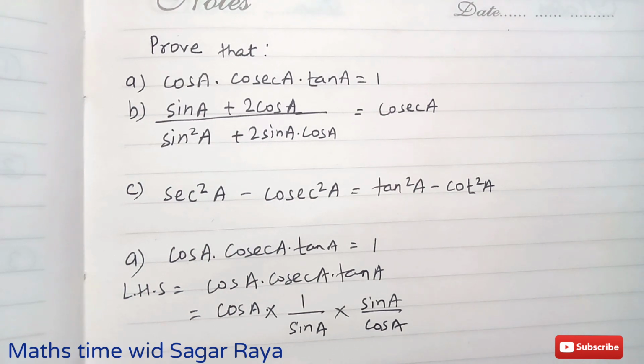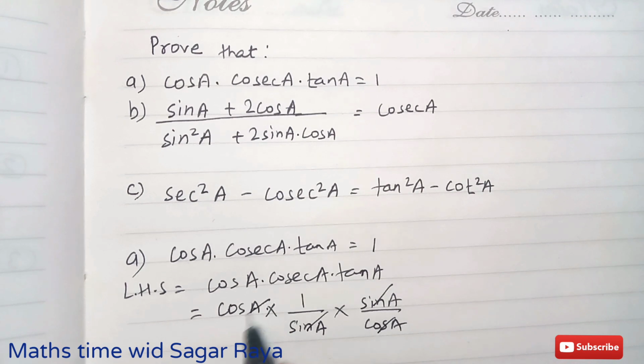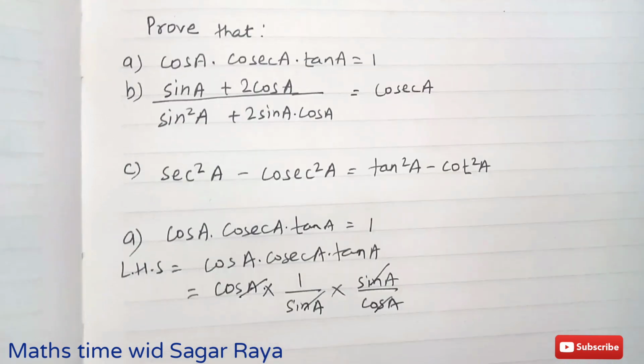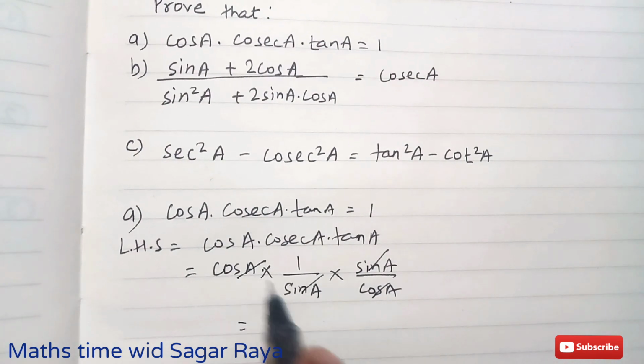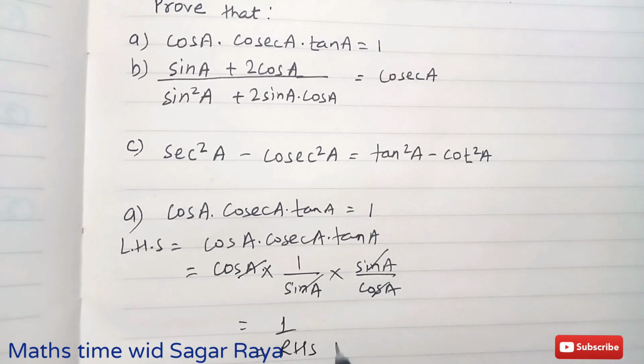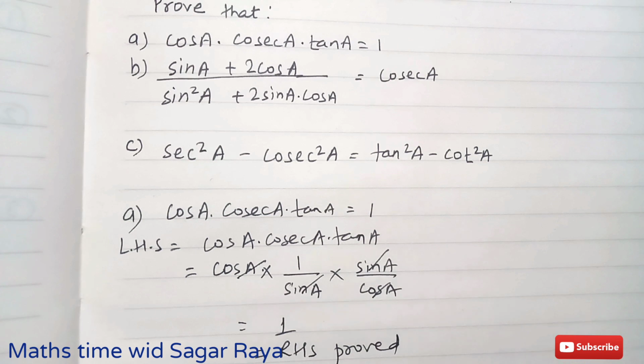So the trick is you have to change every term or identity into either cos A or sin A. So cos A as it is, cosec A is 1 by sin A and tan A is sin A by cos A. This sin A and this sin A cancel, this cos A and this cos A cancel. If there is nothing remaining, it is 1, which is equal to RHS. Proved.